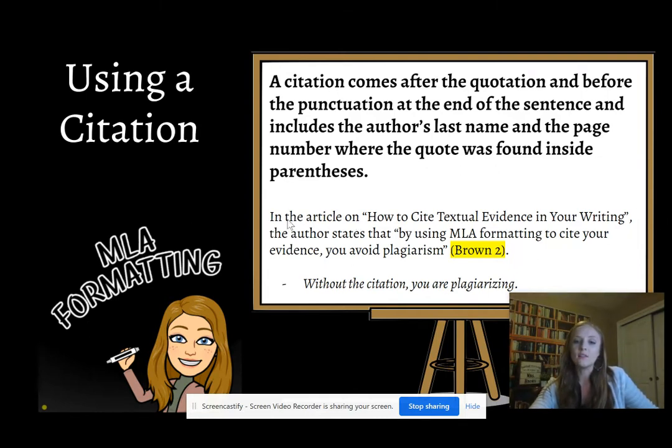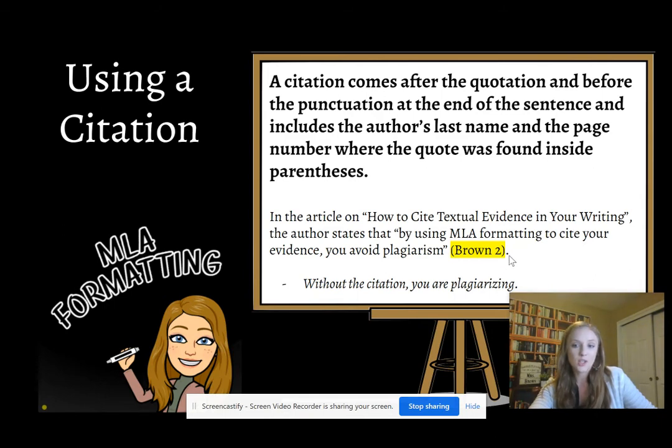So we have our lead-in, right: in the article, How to Cite Textual Evidence in Your Writing, the author states that. We have our direct quote inside of quotation marks: By using MLA formatting to cite your evidence, you avoid plagiarism. End quotation mark. Then you can see we have a parenthesis. We have the author's last name, Brown. We have the page number, 2. We have an end parenthesis, and then we have the punctuation at the end of the sentence, which is a period.